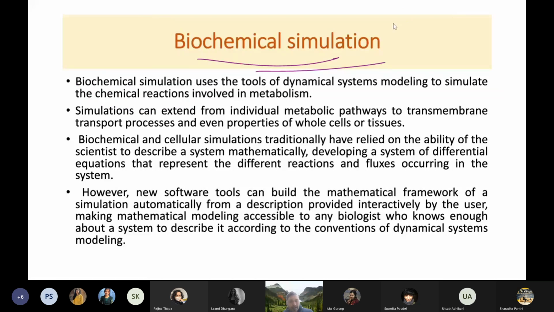So biochemical and cellular simulation traditionally have relied on the ability of scientists to describe a system mathematically, right? Using computational mathematics and computational biology, you develop a system of differential equations that represent the different chemical reactions and fluxes occurring in the system. So you generate different differential equations, right? Differential equations you can solve. And the solutions can be extremely complicated, and then you can come up with certain kinds of models.